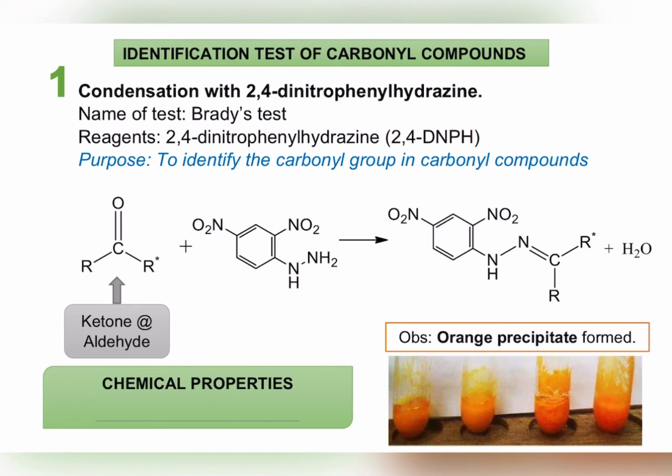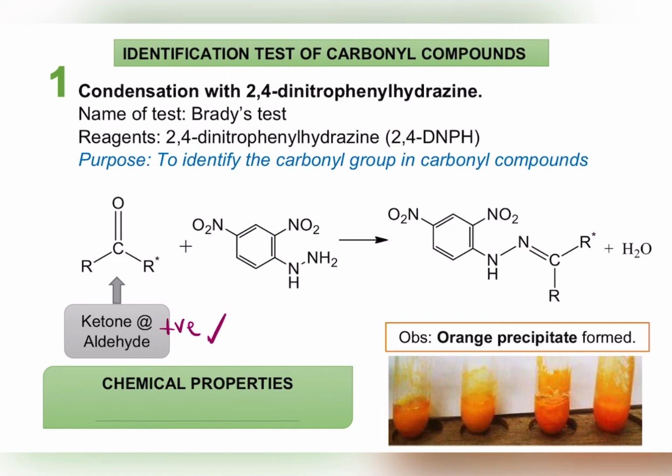So the purpose we use Brady's test is to identify the carbonyl group in carbonyl compounds. So for aldehyde and ketone, both of them are going to show a positive result. So you don't have to worry about this. And what will happen, you will form orange precipitate as your observation in the product side, which is referring to this big guy here.